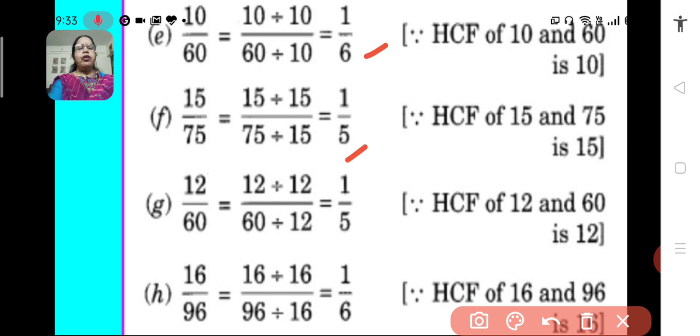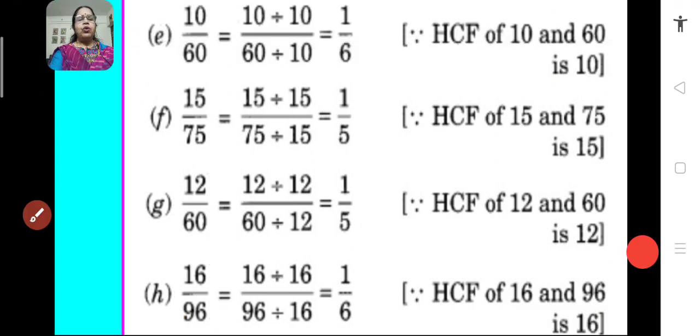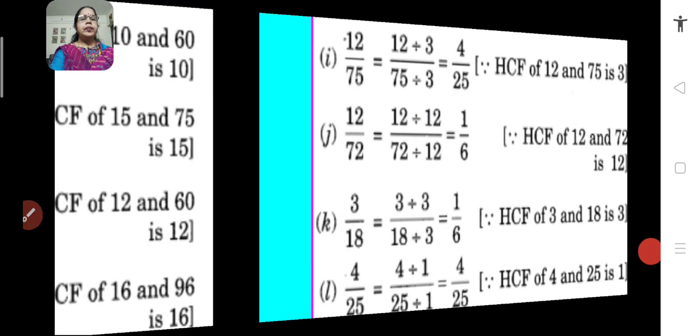Then 12 upon 60 is 1 upon 5 again, because the HCF of 12 and 60 is 12. And here the last one, 16 upon 96, can be expressed as 1 upon 6 in its simplest form, because the HCF of 16 and 96 is 16. So the simplest form is 1 upon 6.